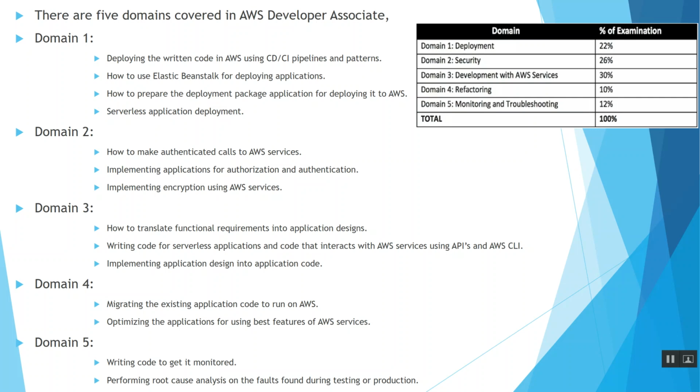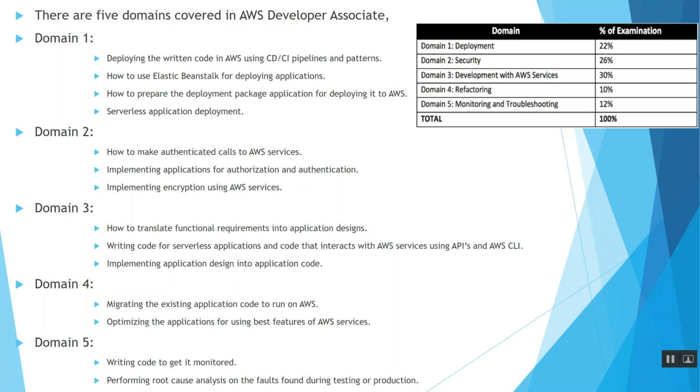As part of domain two, it's mostly security, which is also one of the important topics: how to make authenticated calls to AWS services, implementing applications for authorization and authentication, and implementing encryption using AWS services. The third domain is development with AWS services, which has a weightage of 30%, the highest weightage. So you need to spend more time on it if you are preparing for the AWS Developer Associate exam.